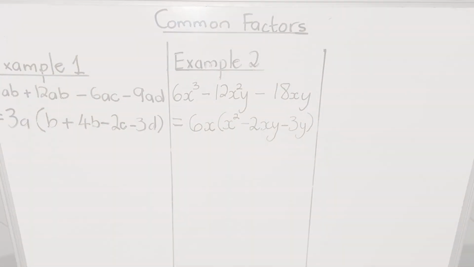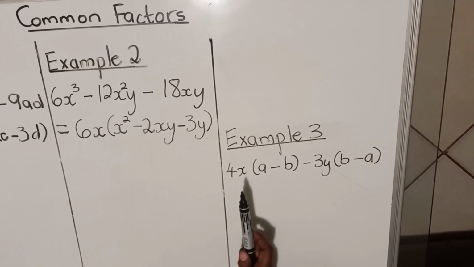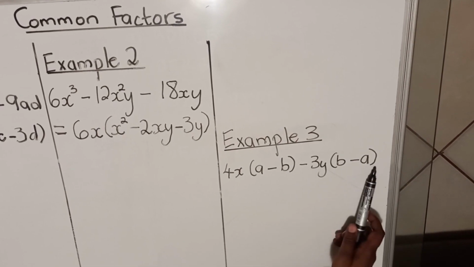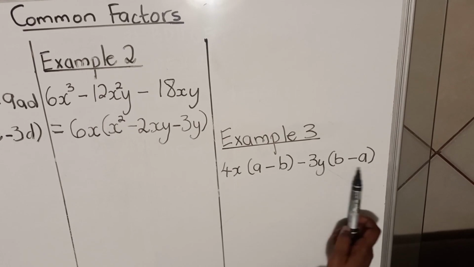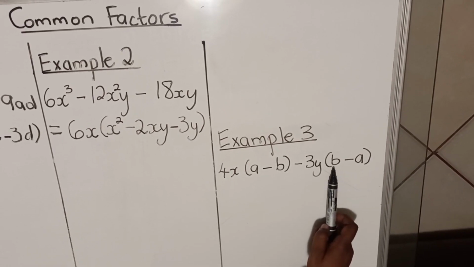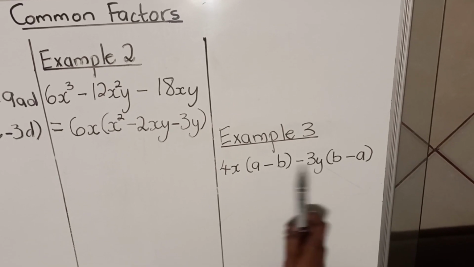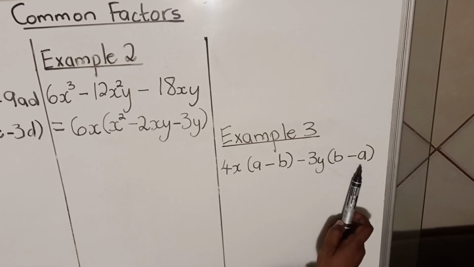Let's look at the third example. Right, with number 3, there are 2 things that I want to show you. First one, you have 2 terms. This is one term and this is the other term. So your common factor in the first term and the second term is the bracket, the A minus B. This one doesn't say A minus B. It says B minus A. It's not the same as that one. So you need to sort that out first. It must say A minus B, not B minus A.